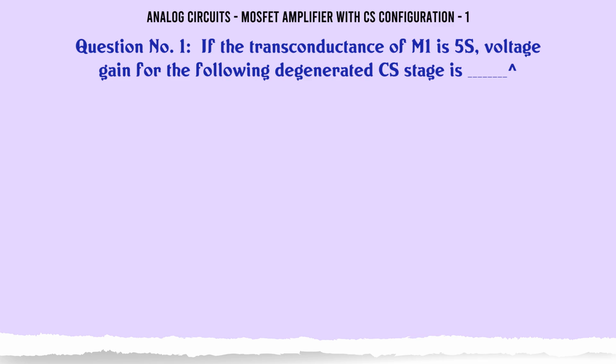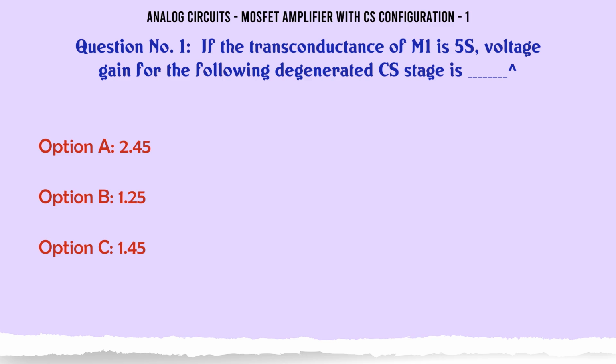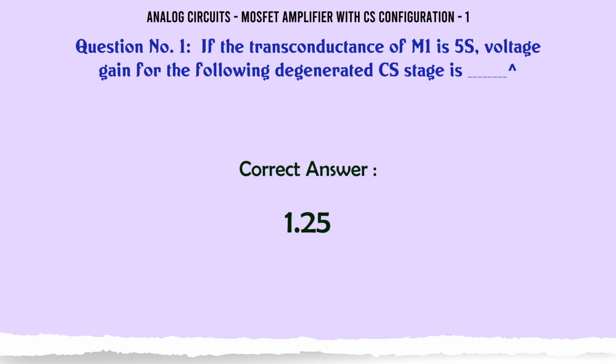If the transconductance of M1 is 5S, what is the voltage gain for the following degenerated CS stage? A 2.45, B 1.25, C 1.45, D 2.25. The correct answer is 1.25.